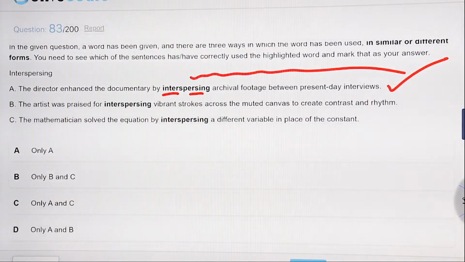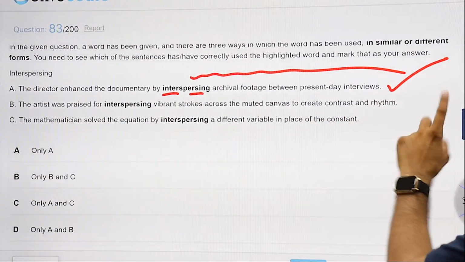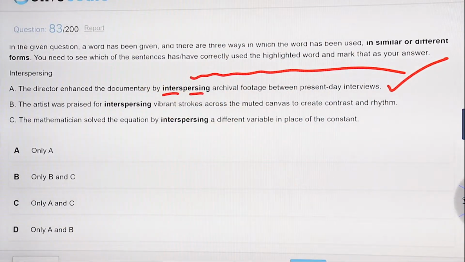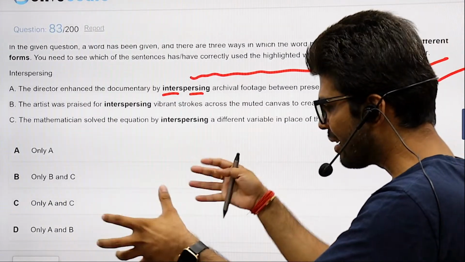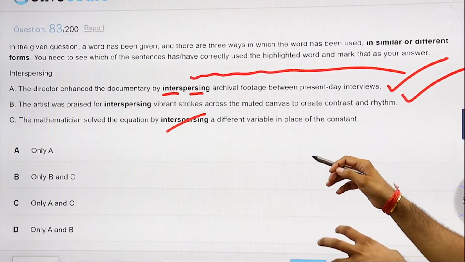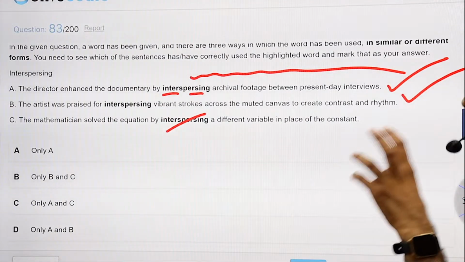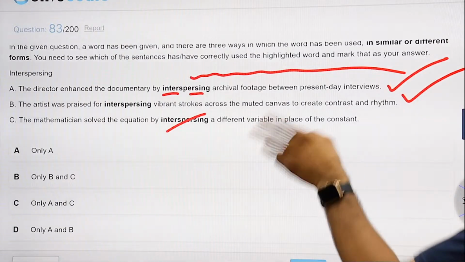Artist was praised for adding vibrant strokes across the canvas. We had such an example in the first one also, to create contrast and rhythm. Perfect. The mathematician solved the equation by adding at different intervals a variable in place of the constant. No, you can't intersperse in between, add scattered in that way at different places. You are putting a different variable in the place of the constant, but that should stay the same at just one place, not at different places and such.